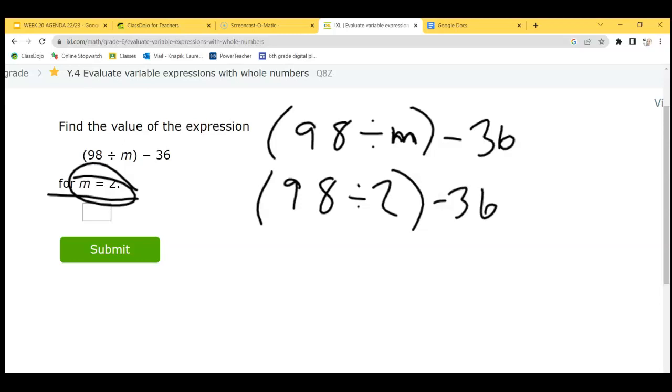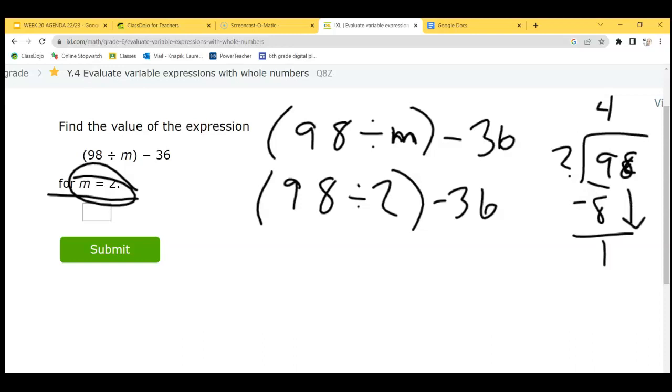I don't have a calculator on me right now, so we're going to use some long division. So we have 98, and we're going to divide it by 2. Alright, how many times does 2 go into 9? It goes in 4 times. 2 times 4 is 8. Subtract it out. 9 minus 8 is 1. Bring down our 8. 18. 2 goes into 18 9 times. 2 times 9 is 18. Bring it down. No remainder.